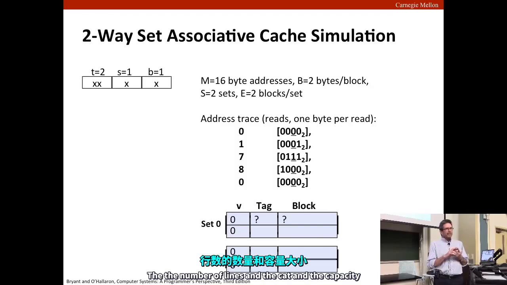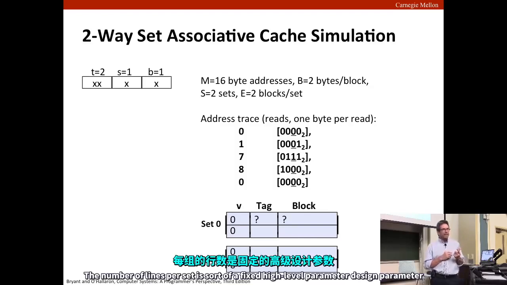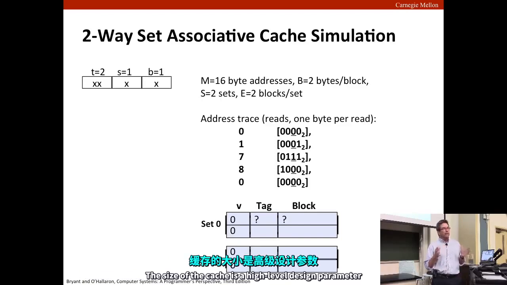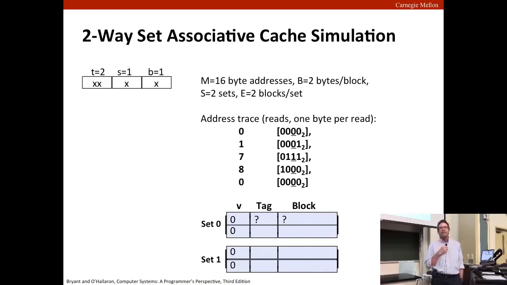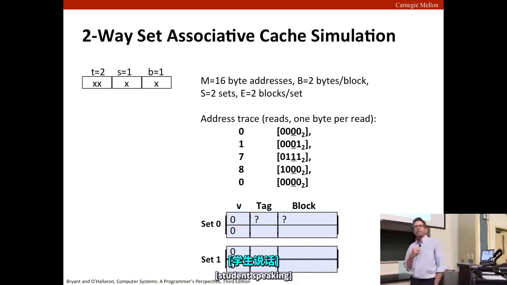So the number of lines per set is a fixed high-level design parameter. The size of the cache is a high-level design parameter, and then the number of sets is induced from that.